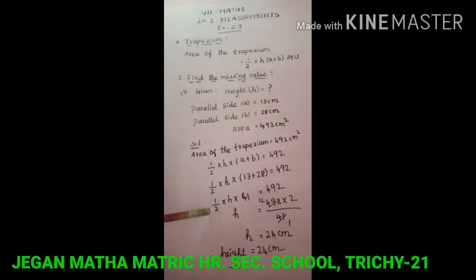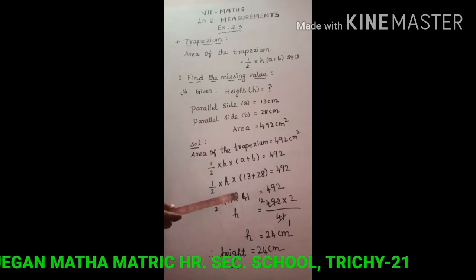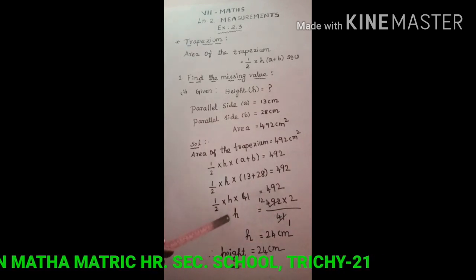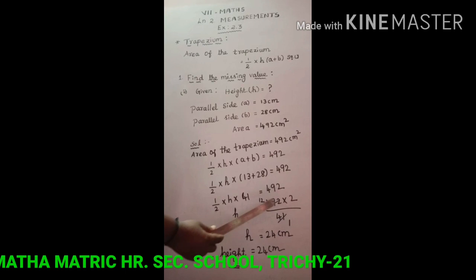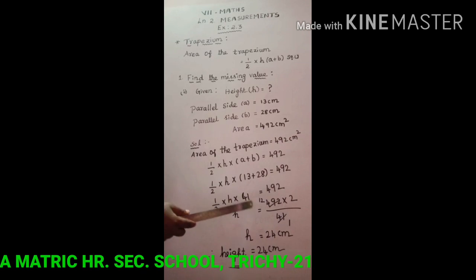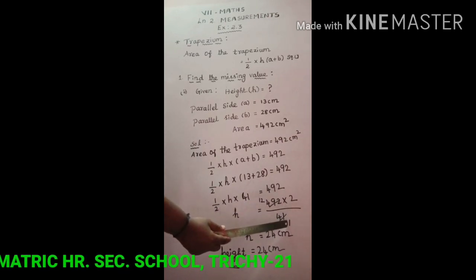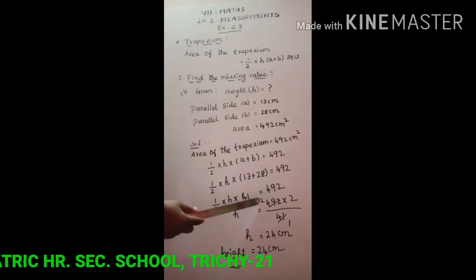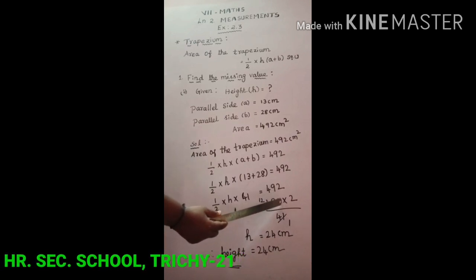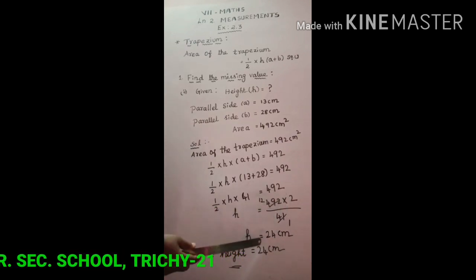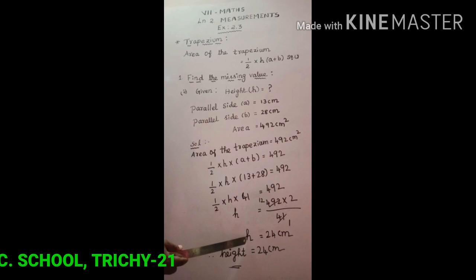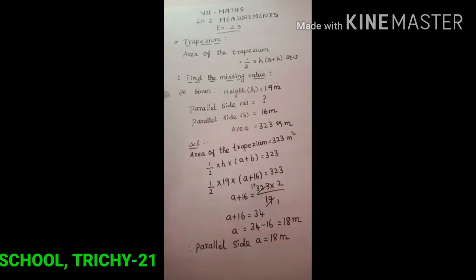Here the division number changes into multiply, and the multiply number changes into division on the RHS side. So we have height is equal to 492 multiply with 2 divided by 41. We simplify in the 41 table. 1 41s are 41, 12 41s are 492. So the remaining number is 12 multiply with 2. So 12 2s are 24 centimeter. So the height of the trapezium is equal to 24 centimeter.